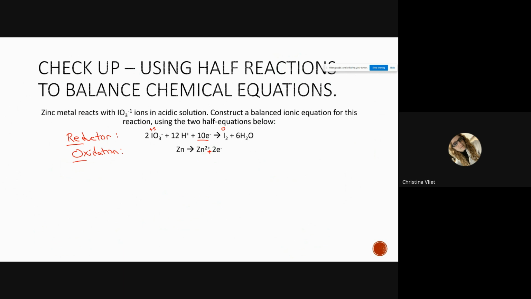And so now that I've diagrammed which one's reduction, which one's oxidation, how do we balance this equation? What's not balanced here that you think should be balanced for redox?